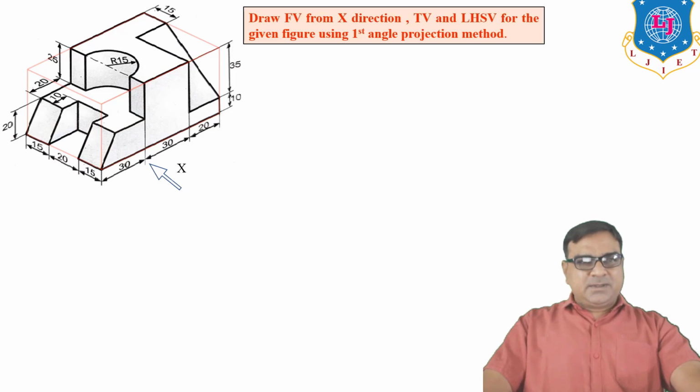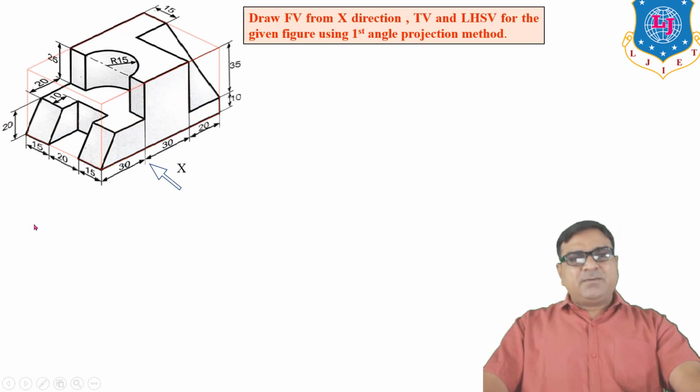So we are taking one problem. Draw front view from x direction, top view and left hand side view for the given figure using first angle projection method. So we have one 3D pictorial view with dimensions and one arrow is given.